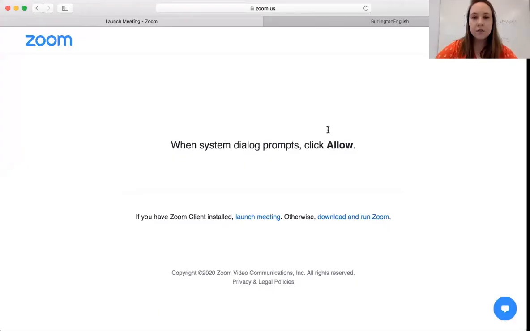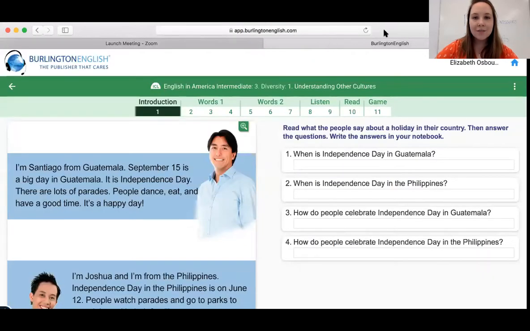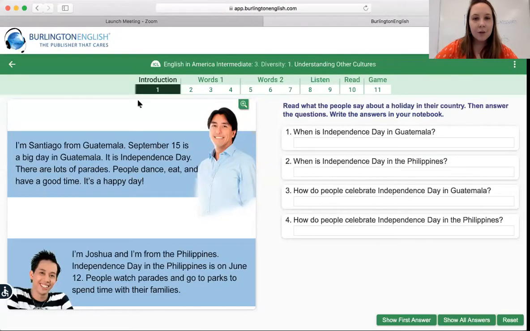We're going to be looking at some of the vocabulary that you did for homework and just practicing using it a little bit more. So the first thing I want us to do, we're going to start with a little bit of reading. So I'm going to share my screen and we'll look at our Burlington English here a little bit. All right, let's see here. All right, hopefully you can see this now.